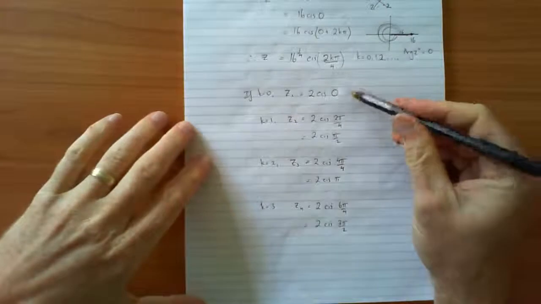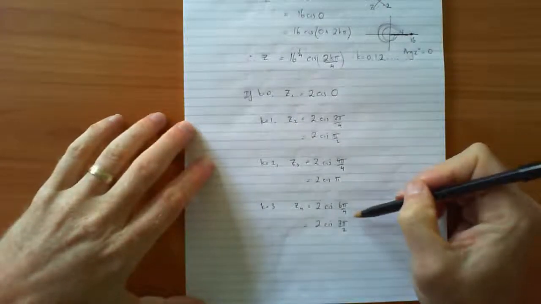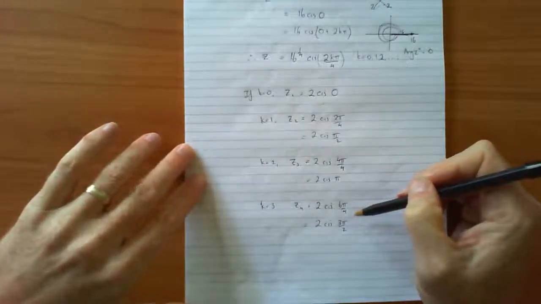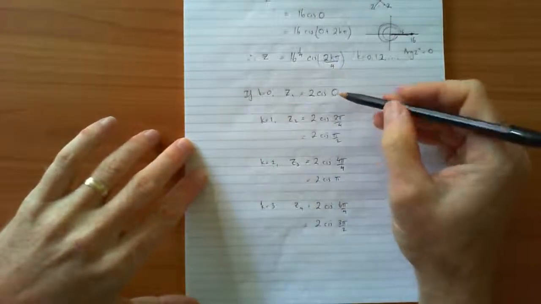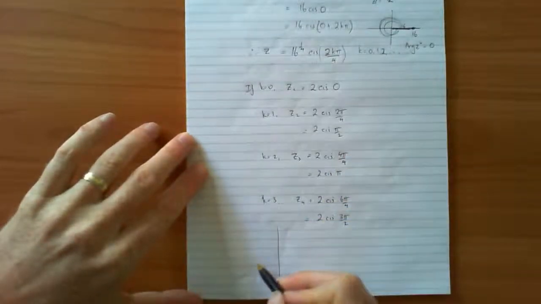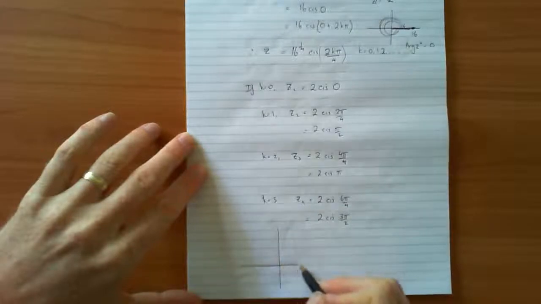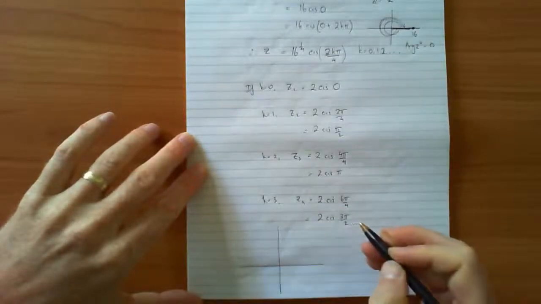Now in a moment we're going to convert these to Cartesian form. We'll revise how to do that, but just let's have a look and see where these solutions are on our Argand plane.